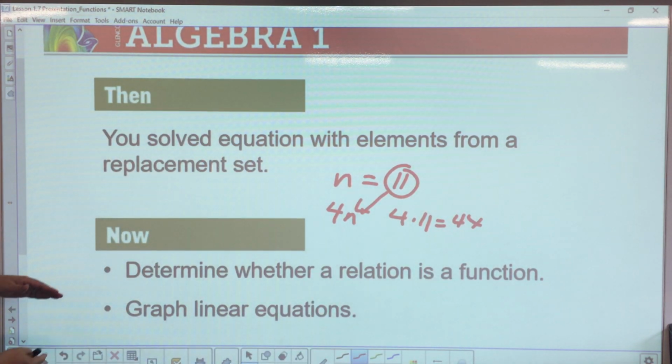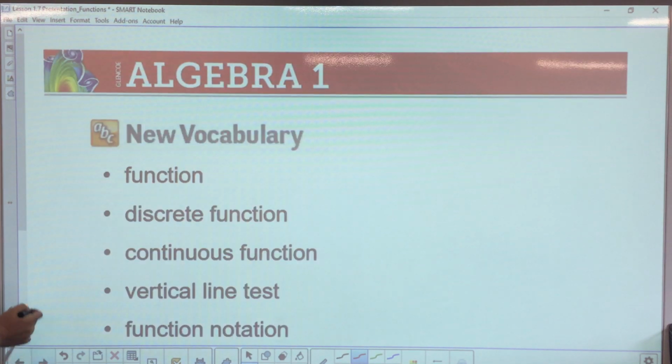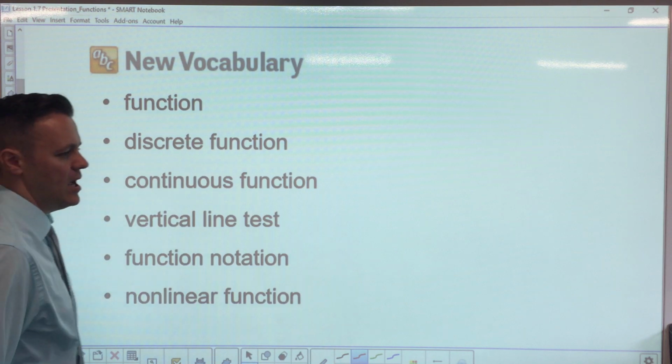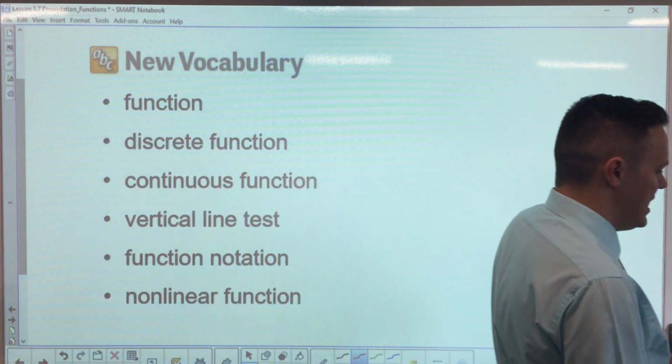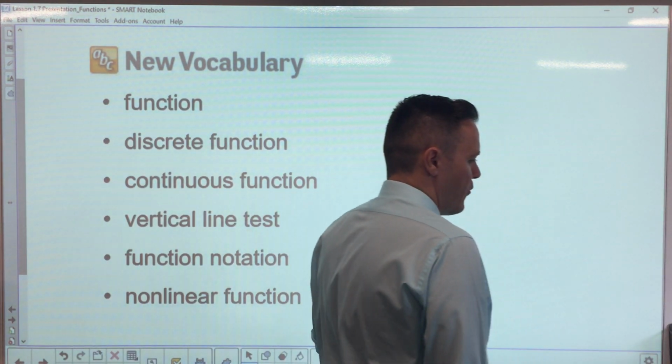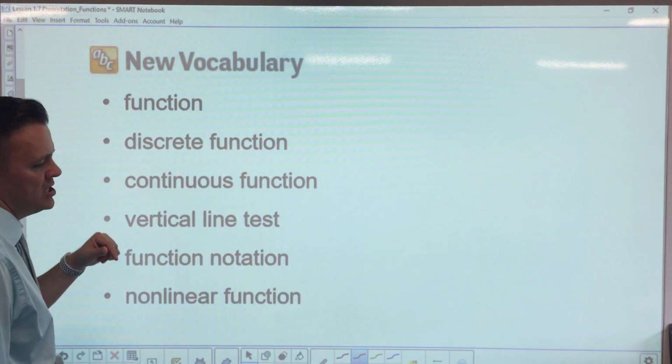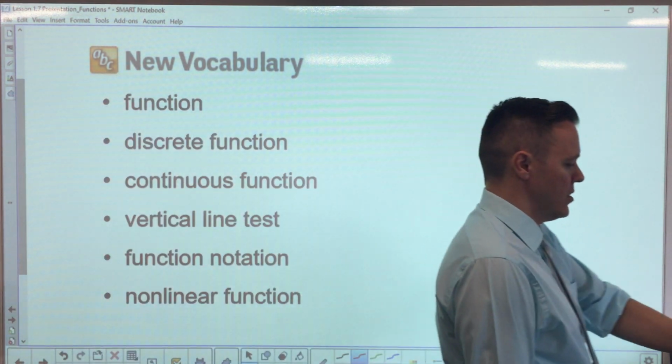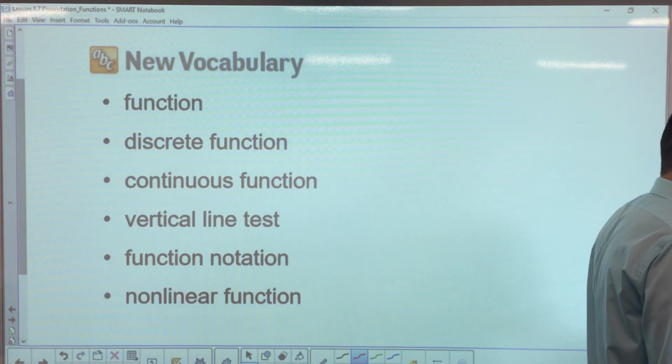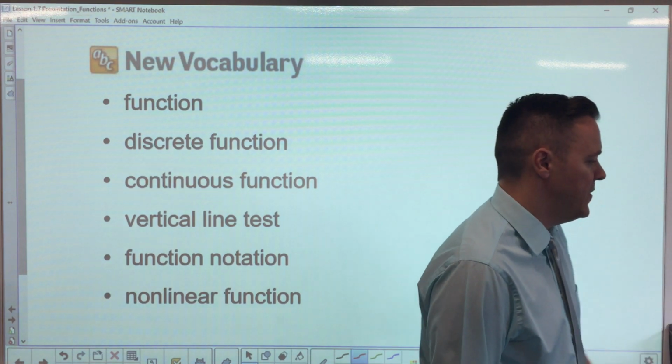Now you're going to determine whether a relation is a function, and then you're going to start graphing linear equations. Linear equations basically means lines. All right, in your vocabulary on page 49, you're going to start running into this. The first word you're going to run into is what a function is. Then go ahead and flip your page to 50 and then 51.